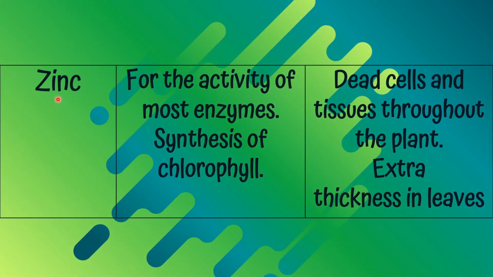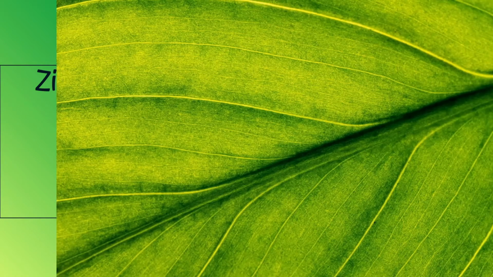Let's talk about the element zinc. The functions are for the activity of most enzymes and synthesis of chlorophyll. And the deficiency symptoms are dead cells and tissues throughout the plant, extra thickness in leaves. A situation of extra thickness in leaves.